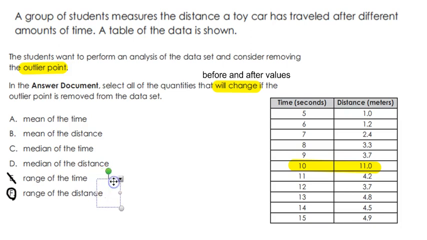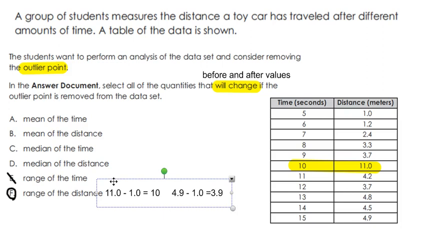With the outlier in there, high is 11.0 minus your low, which is 1.0. So 11 minus 1 is 10. But then if you take that outlier out, if you look at your data, your highest number then becomes 4.9 minus 1.0, and that is really different from the 10. So that's just another way you can say, okay, the range and distance, that's going to change. Now, the question said select all of the quantities. So we've got to check everything else as well.